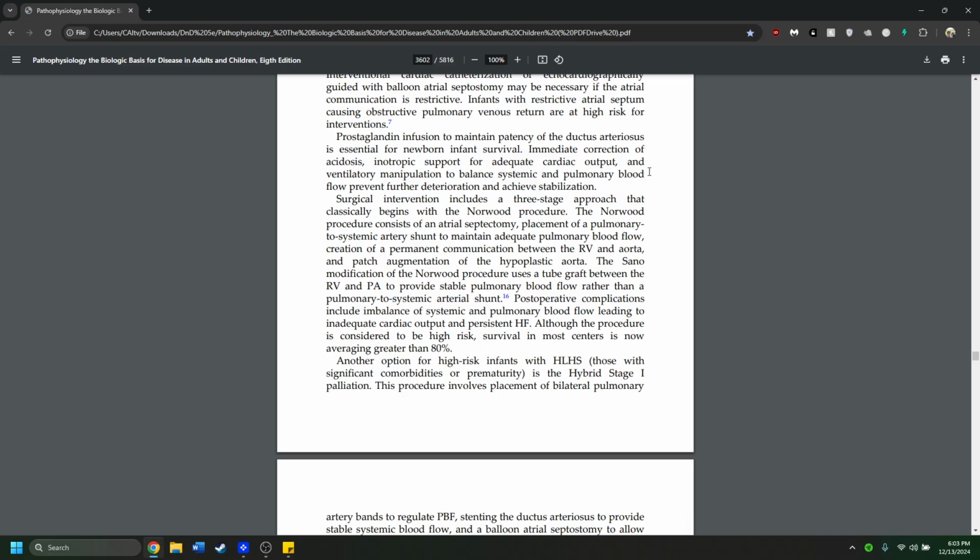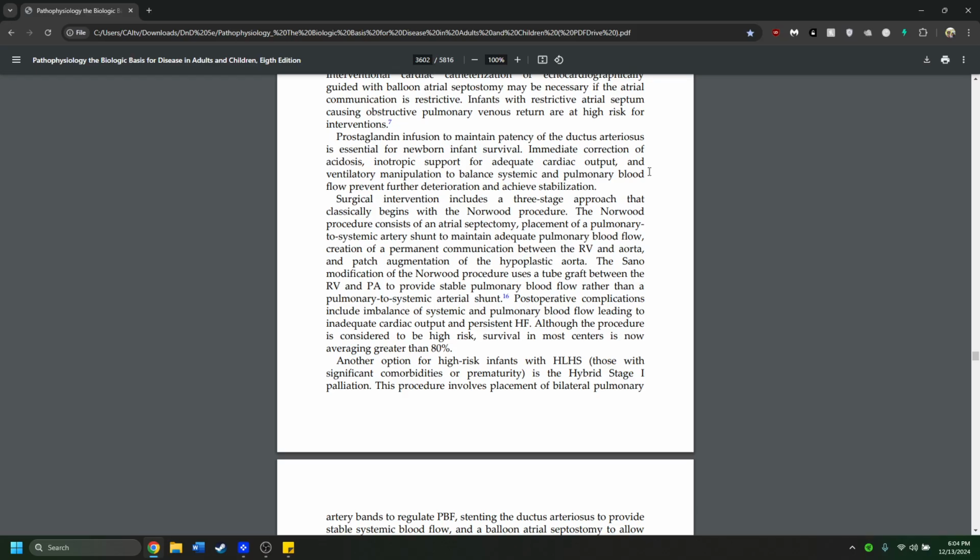septectomy, placement of a pulmonary to systemic artery shunt to maintain adequate pulmonary blood flow, creation of a permanent communication between the right ventricle and aorta, and patch augmentation of the hypoplastic aorta. The Sano modification of the Norwood procedure uses a tube graft between the right ventricle and pulmonary artery to provide stable pulmonary blood flow rather than a pulmonary to systemic arterial shunt.